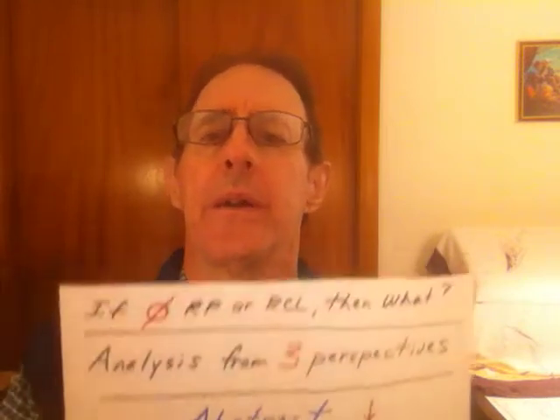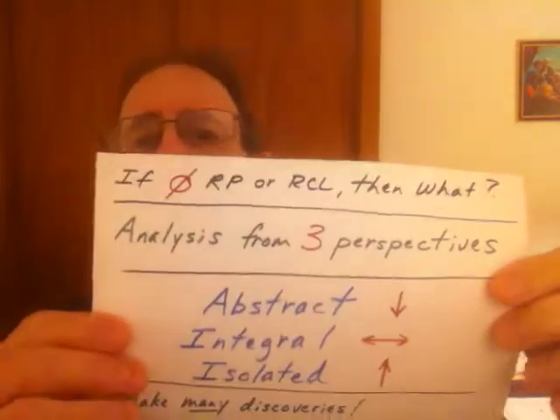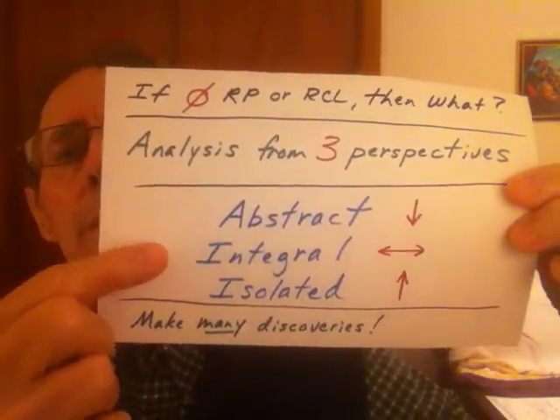Okay, here we go. To this point in this series of videos, we tried to figure out if the word that is actually really a relative pronoun, and we tried to figure out is the so-called relative clause actually a relative clause. And we got to the point where we're at the fourth grammatical function of the word that. To help us answer those questions, we want to look at the word that in the fourth grammatical function from three different perspectives: abstract, integral, and isolated.